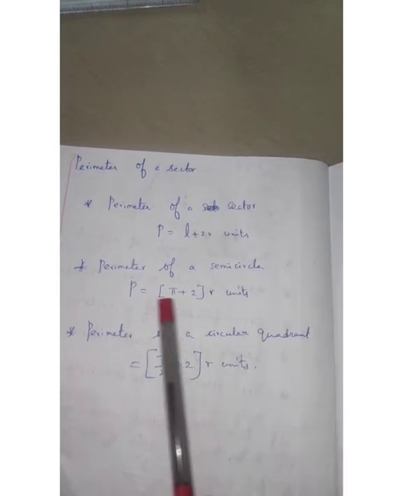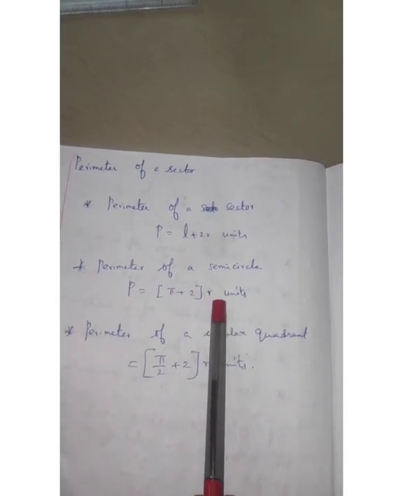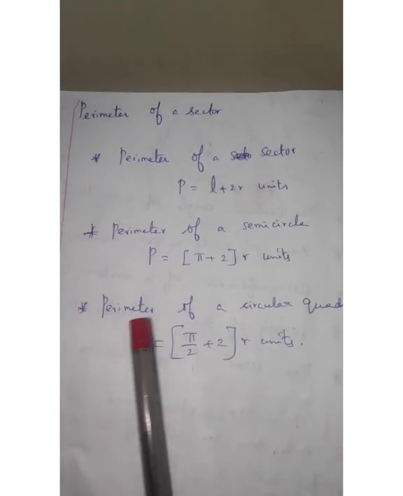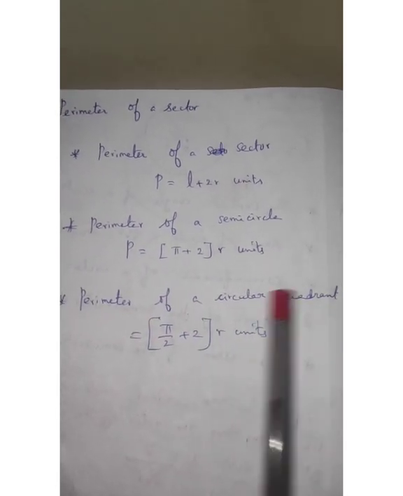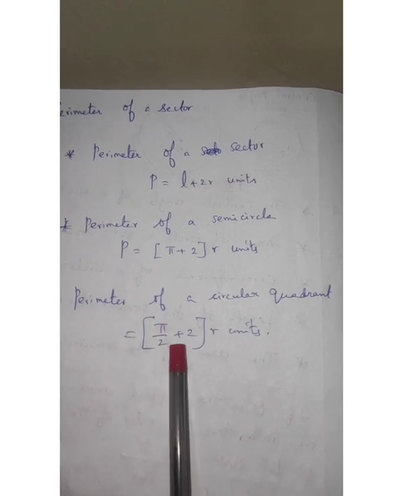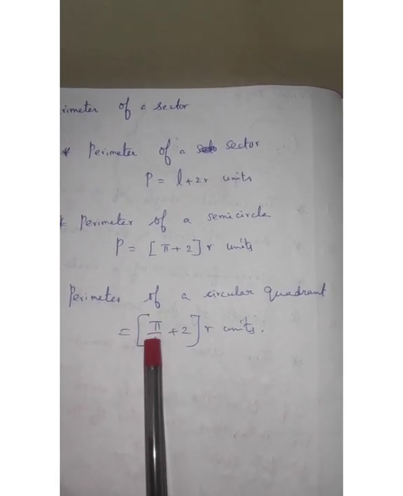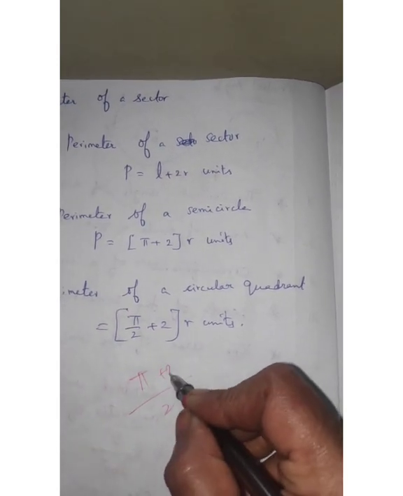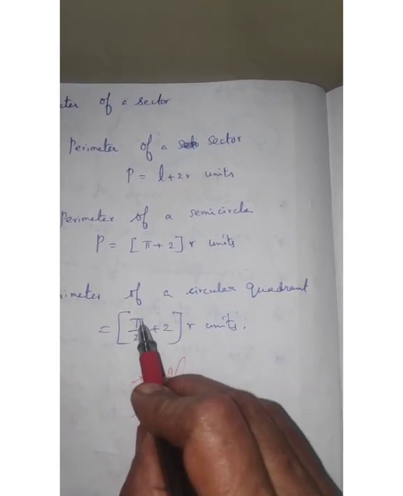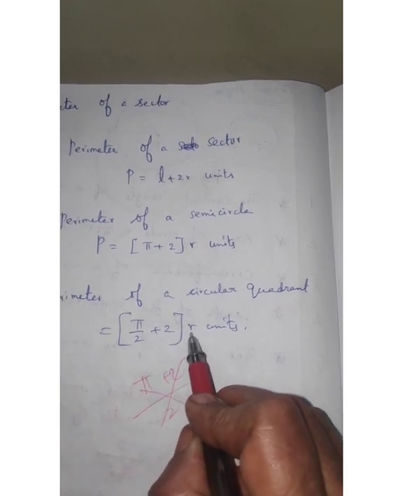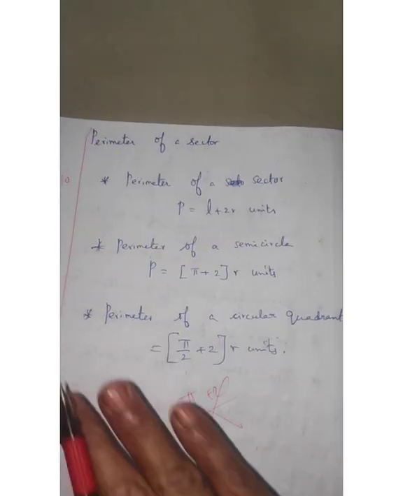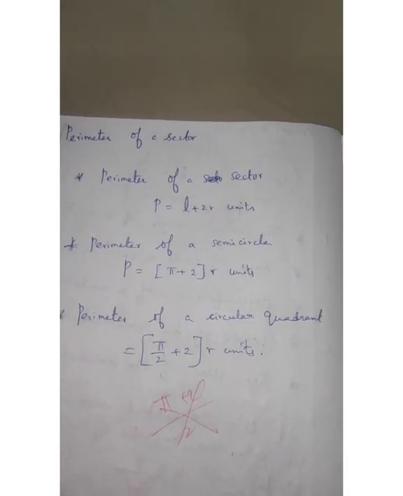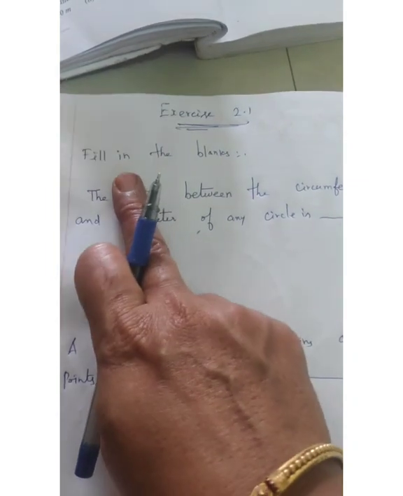Perimeter of the semicircle equals pi plus 2 into R units. Perimeter of the circular quadrant equals pi by 2 plus 2 into R. Pi by 2 is separate; you should not write it like pi by 2 plus 2, this is wrong. Use all these formulas to do this exercise. Exercise 2.1, fill in the blanks.